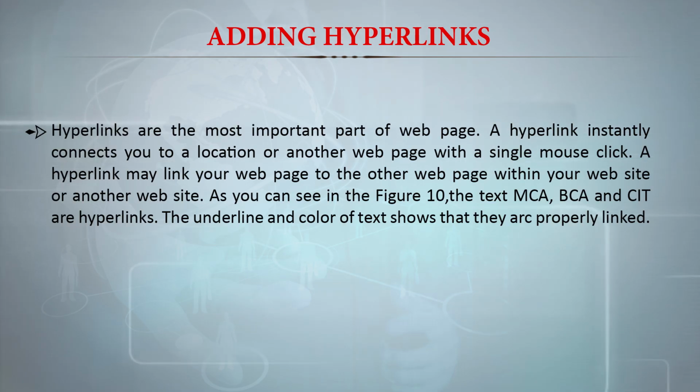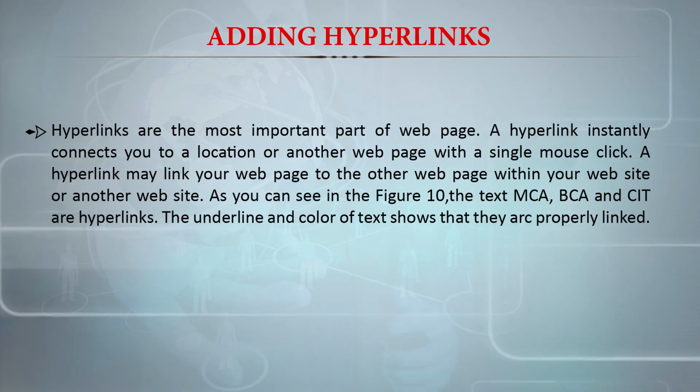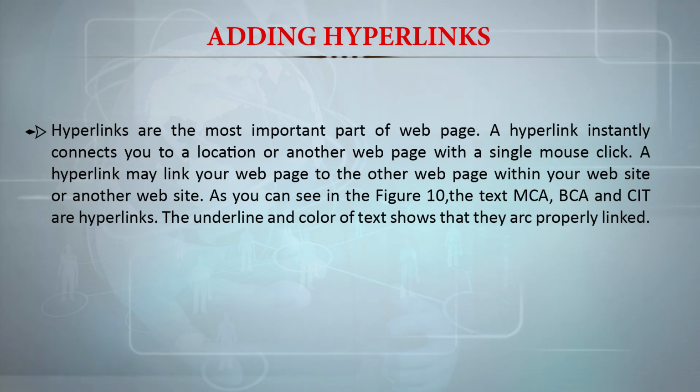For example, in the figure, the text MCA, BCA and CIT are hyperlinks. The underline and color of the text show that they are properly linked. Basically, when you click on those particular BCA, MCA, CIT links, the corresponding pages will be loaded in your browser, and you can always have a back link, and by clicking the back link you will land on the same page which took you to the current page.